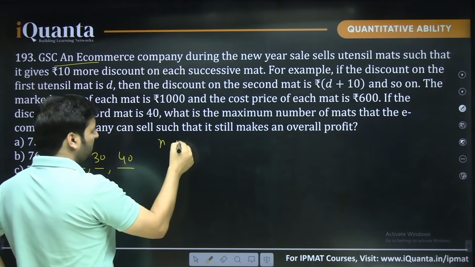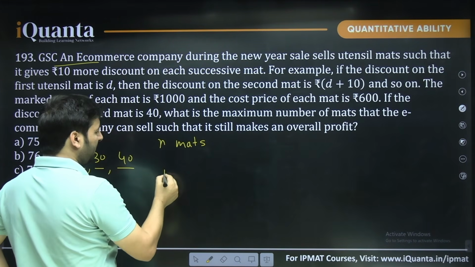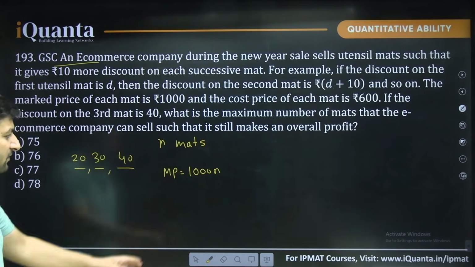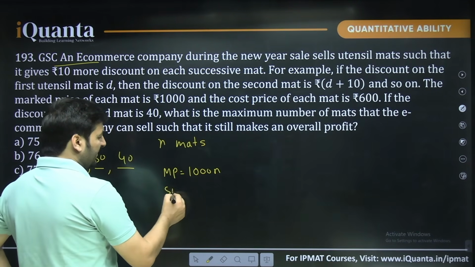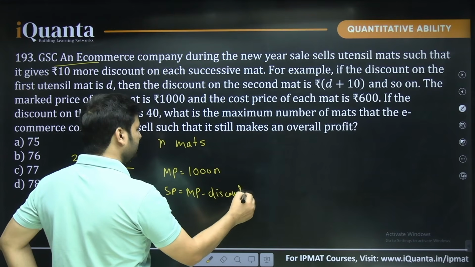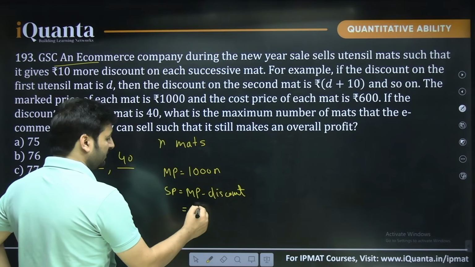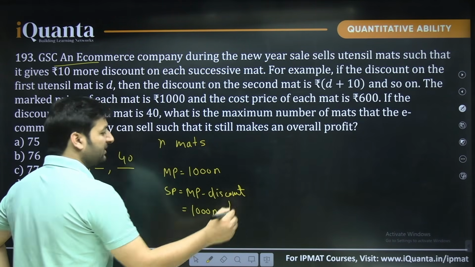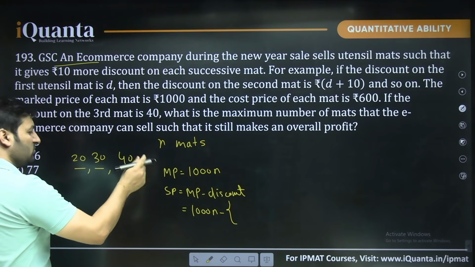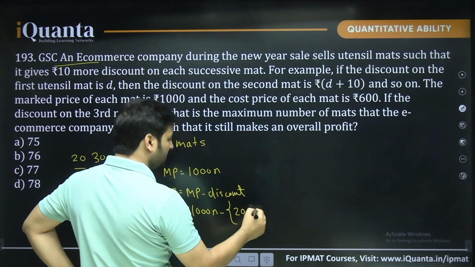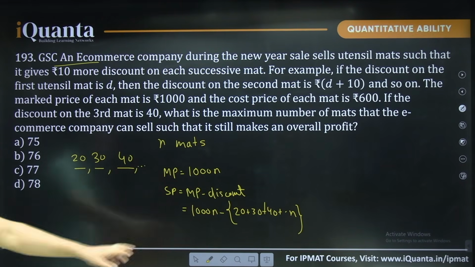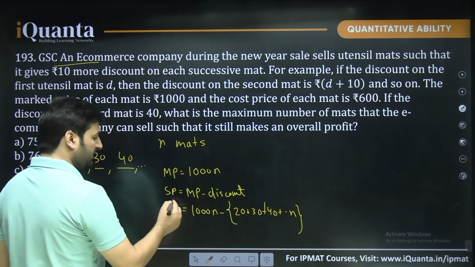Now let us suppose there are total n mats. What will be the total MP? Total MP that we have will be 1000 into n, because each mat will have MRP of 1000. How do you get SP? SP is basically mark price minus discount. So to find the total SP, we take the total MP of 1000n and subtract the total discount. On the first mat there is a discount of 20, second a discount of 30, next a discount of 40, and so on, so 20 plus 30 plus 40, total n mats. This is the total MP minus discount.